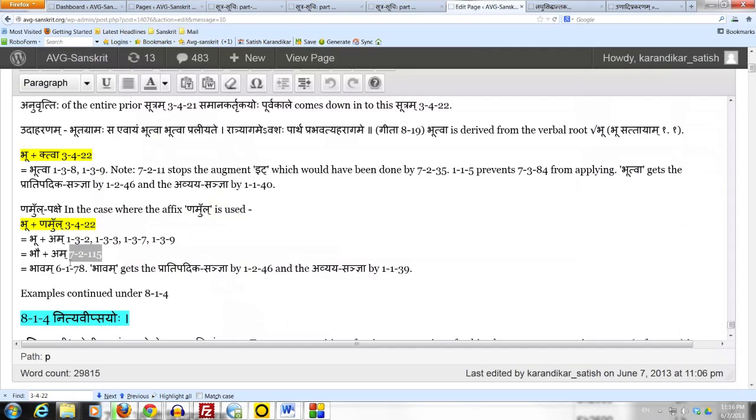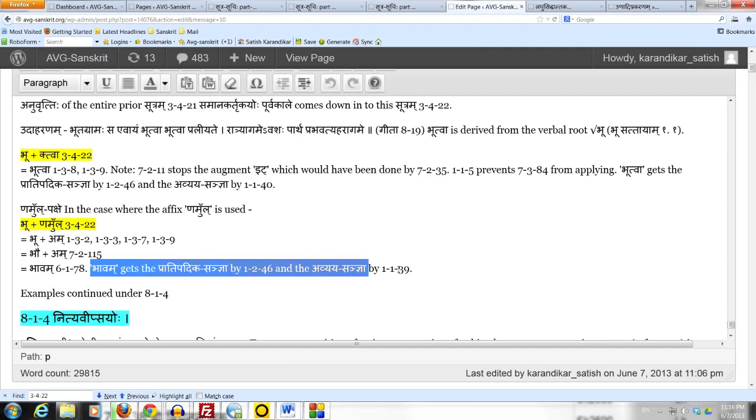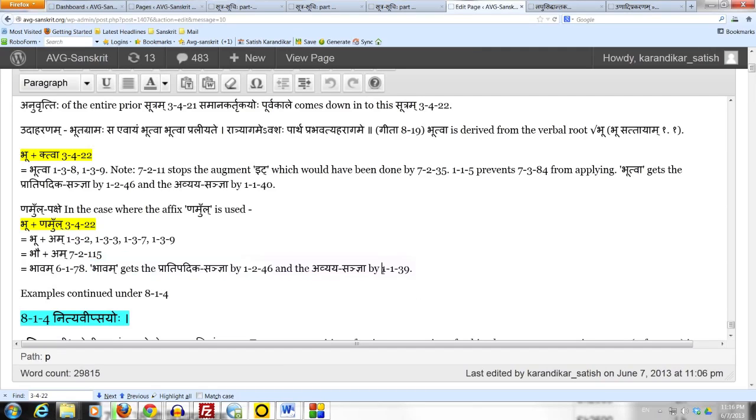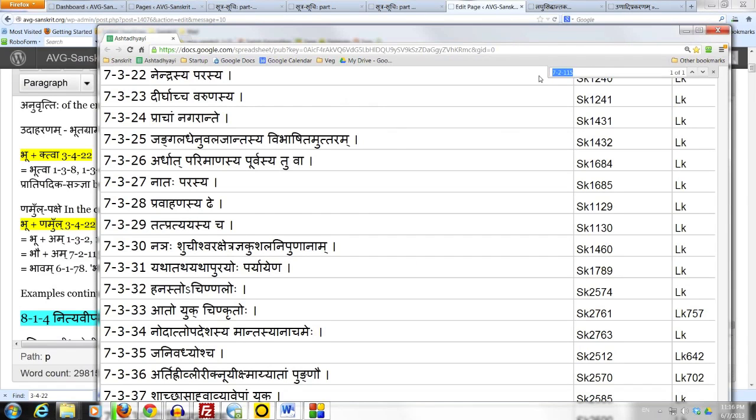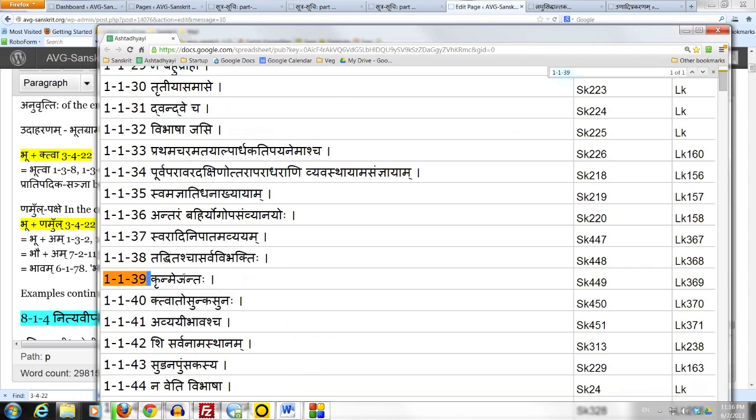Okay. So now we apply 7.2.115 because the affix namul does have the letter n as a marker, to bring in the vriddhyadesha. So we get bhau plus am by 7.2.115 aco nniti, and then finally eco yavayavah, we replace au by av to get the form bhavam. Now bhavam gets the pratipadika sanya by krit taddhita samasascha 1.2.46 and the avyaya sanya by 1.1.39 krinmejantah, because namul is a krit affix which after removing the it letters ends in the letter ma.